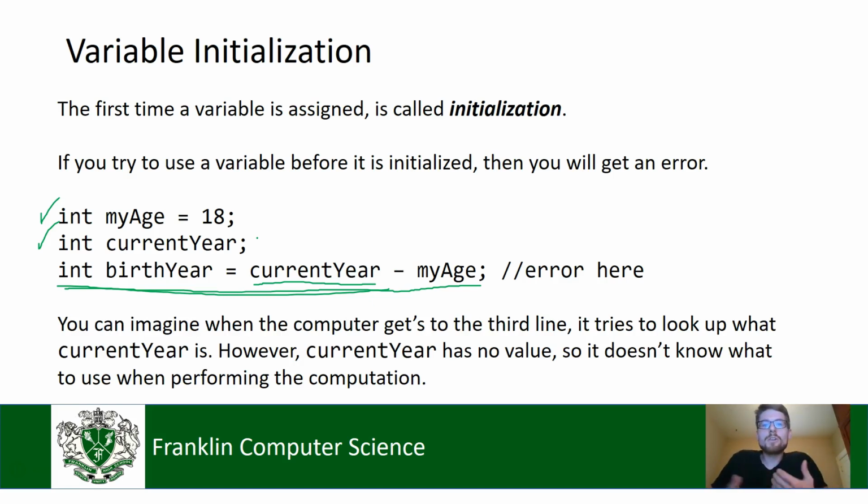You can imagine when the computer gets there, it goes to look it up, but there's nothing there. So it just says, no, I'm sorry, I can't do anything. So this is an error. This error can be fixed either by not using current year here or by giving current year a value. So current year was not initialized. Initialize me. That's what I'm writing. Oh boy. Someday I'll get better at writing with a mouse, maybe.